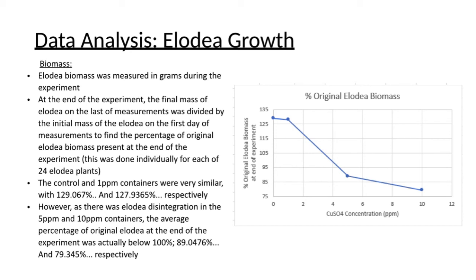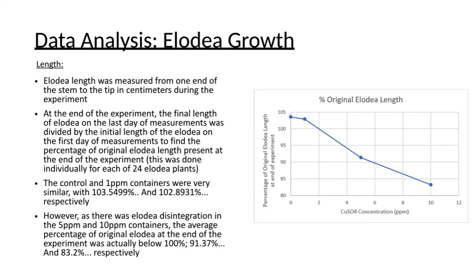However, as there was allodia disintegration in the 5 ppm and 10 ppm containers, the average percentage of original allodia at the end of the experiment was actually below 100%, at 89% and 79% respectively. So as to say, less of the allodia was present at the end of the experiment than at the beginning due to the disintegration. Now for length.